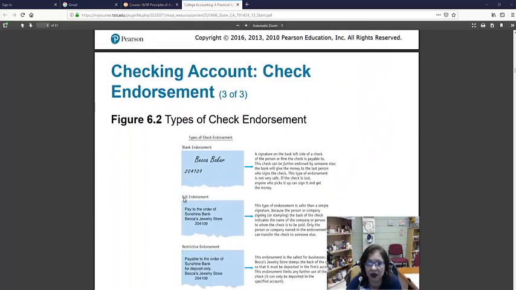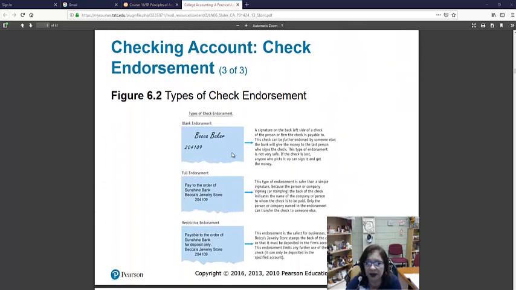So again, here we see the types: signature, Pay to the order of the Sunshine Bank, Becca's Jewelry Store, showing again that is a full endorsement. And then you're restricted. Pay again to the bank, but for deposit only. So meaning that you're depositing this check for deposit only, that nothing else can happen. And then you've got your account on that check as well.